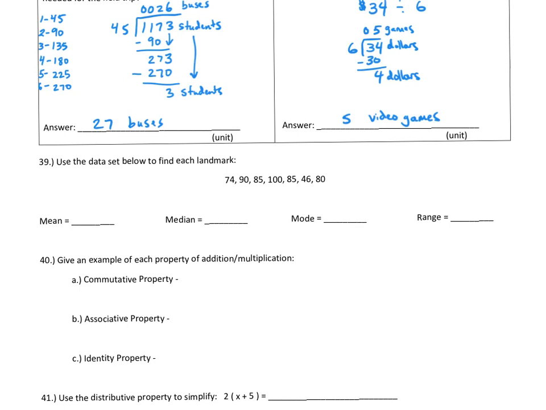And if I think of each of these numbers as test scores, I have 1, 2, 3, 4, 5, 6, 7 test scores here. If I combine all of those points that I got on the tests and then divide by my 7 scores, I'll get a leveling out point of an average score. So I need to add up each of those scores: 74, 90, 85, 100, another 85, 46, and 80.